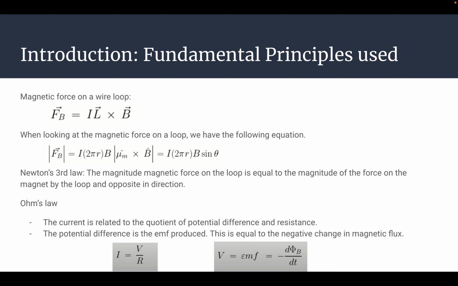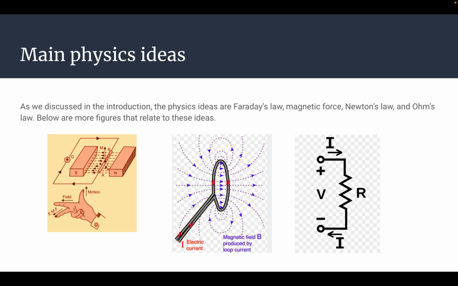Ohm's law: the current is related to the quotient of potential difference and resistance. The potential difference is the EMF produced. This is equal to the negative change in magnetic flux. As we discussed in the introduction, the physics ideas are Faraday's law, magnetic force, Newton's law, and Ohm's law. Below are more figures that relate to these ideas.